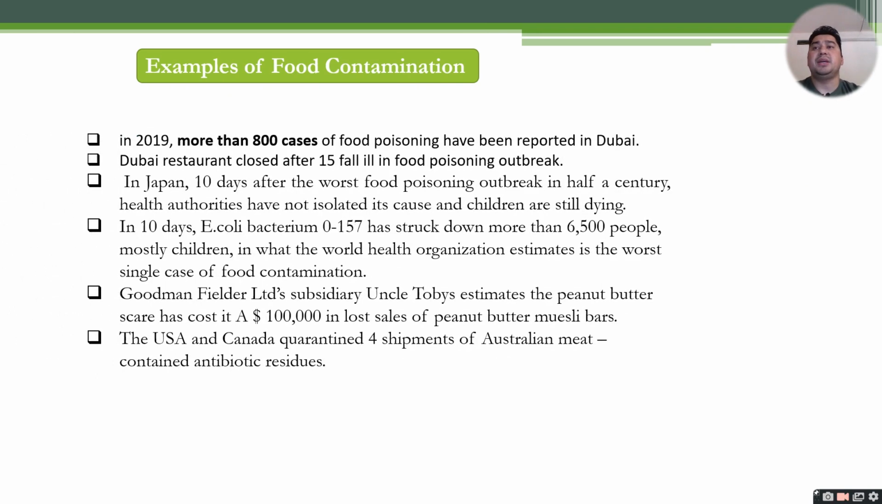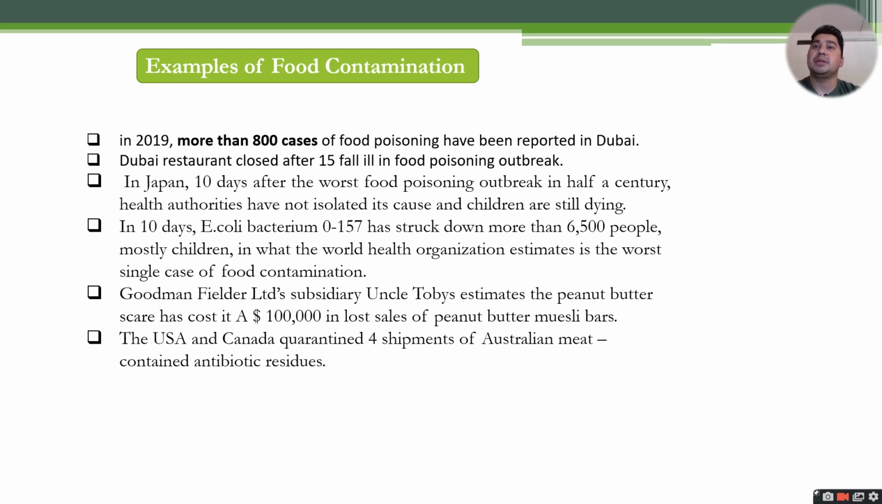Examples of food contamination. There are some examples which I am giving you. These are some cases which happened in the past. In 2019, more than 8,000 cases of food poisoning were reported in Dubai. That's data for Dubai. And a Dubai restaurant closed after 15 fell ill in a food poisoning outbreak.